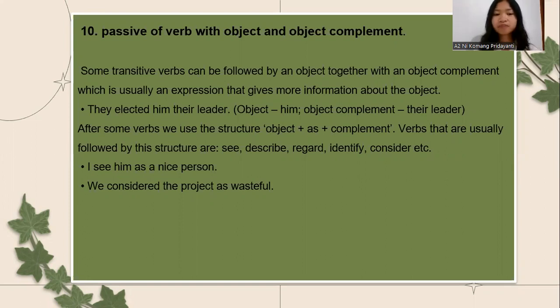Okay, after some verbs, we use the structure object plus as plus complement. Verbs that are usually followed by the structure are see, describe, regard, identify, consider, and etc. For example, I see him as a nice person. Then we consider the project as wasteful.